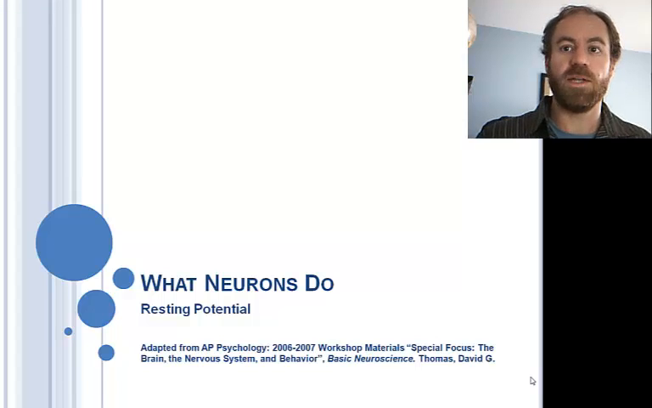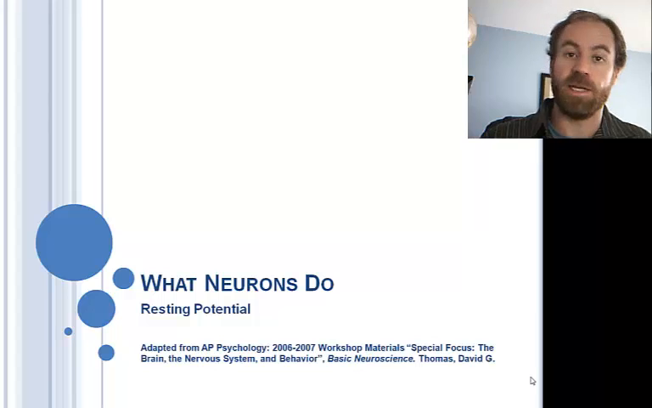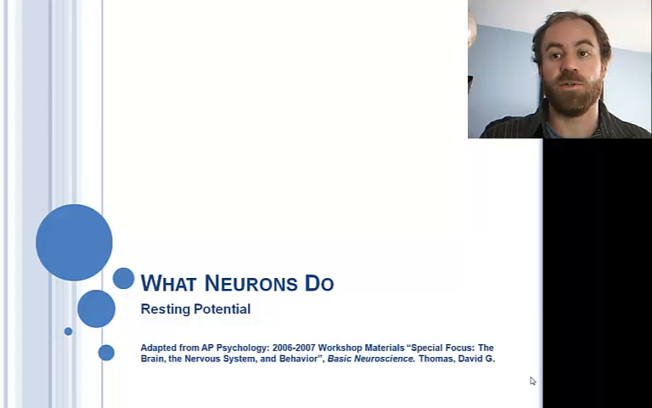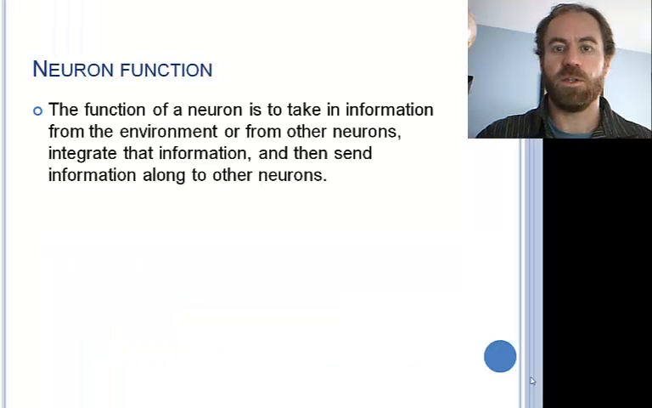Okay, so let's move on to discuss what it is that neurons actually do. We'll start by discussing what's happening while the neuron is at rest, or being inhibited. This is referred to as the resting potential. The neuron is at rest, but it still has the potential to fire.